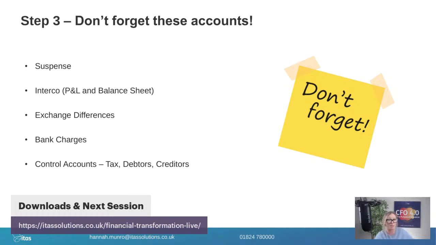Exchange differences, really common one. Bank charges, really common one for people to forget. You need to think about how you're managing your bank accounts. I always suggest, if possible, a different nominal per bank account, but you need to think about that in terms of how that setup is going to work. And then your basic control accounts, like, are you going to have different debtors and creditors accounts? If so, how do you default that logic? Because otherwise you can end up in a mess. Your tax defaults, all those kind of things. So just make sure you've ticked all these boxes, which I'm sure you will if you've done a proper gap analysis, but don't forget these ones.